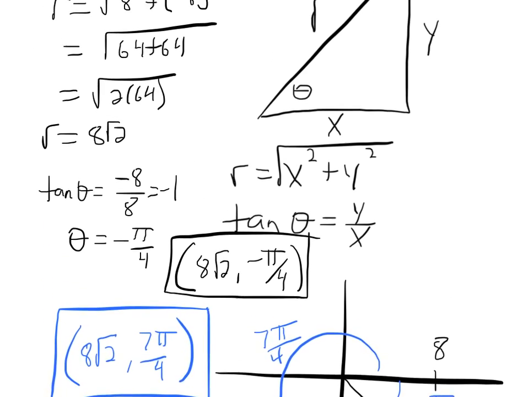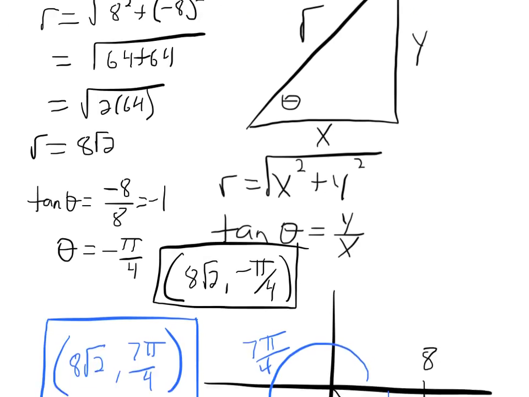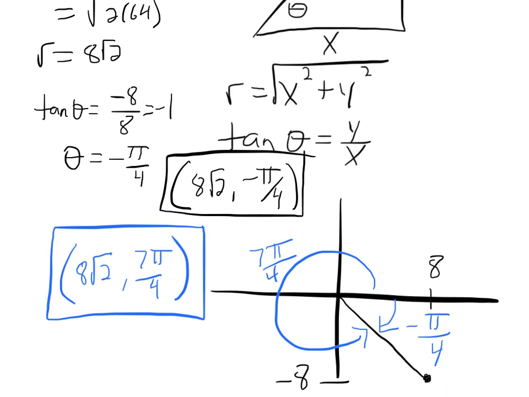And if you go up to the instructions, they do not specify anything about the radian measure. So they could have said something like theta is between 0 and 2 pi, for example. Then we know we'd have to work with the 7 pi fourths instead of the negative pi fourths. But since they didn't specify that, either of these two answers is fine.